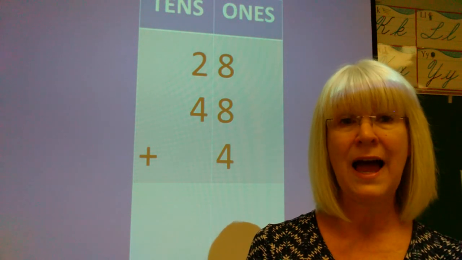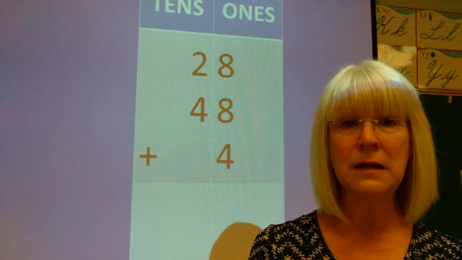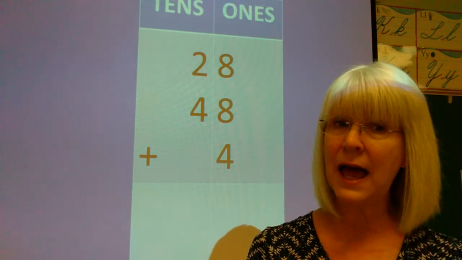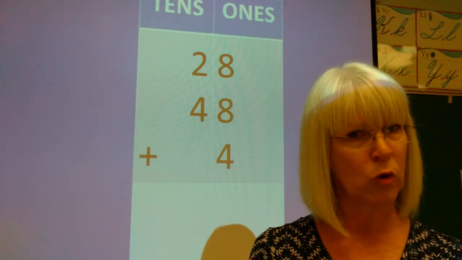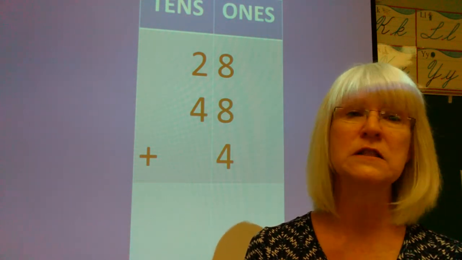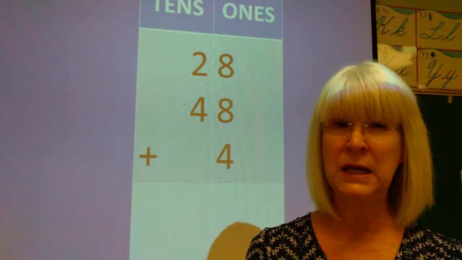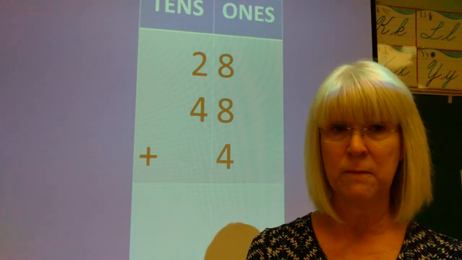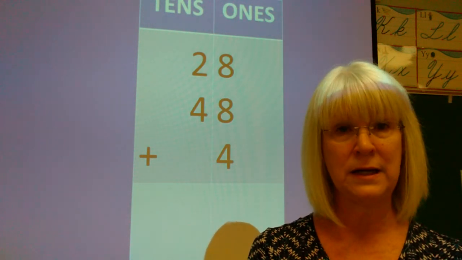And we are going to add which column first? Yes, the ones column. And so 8 plus 8, now you haven't learned this yet, but you have learned the double 8, but then we're going to add 4 more. 8 plus 8 is 16, and then 16 plus 4 is 20. Now that's one you haven't learned yet, but we're going to be just using this as an example. So 8 plus 8 is 16, plus 4 more is 20.